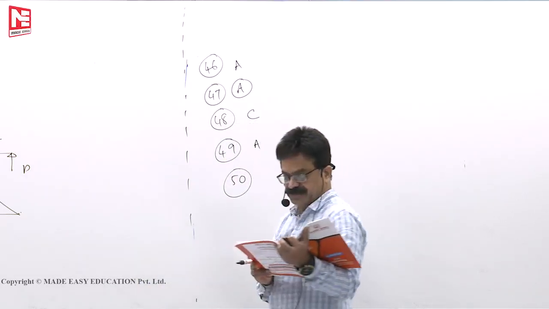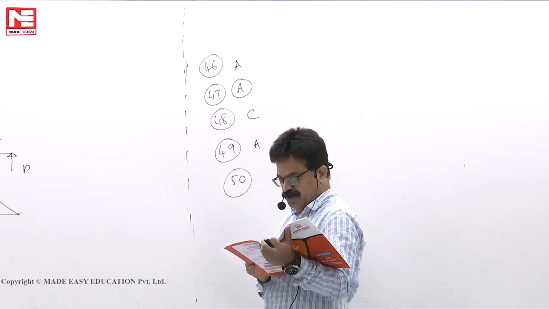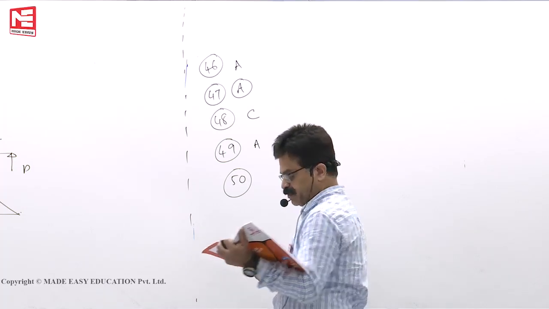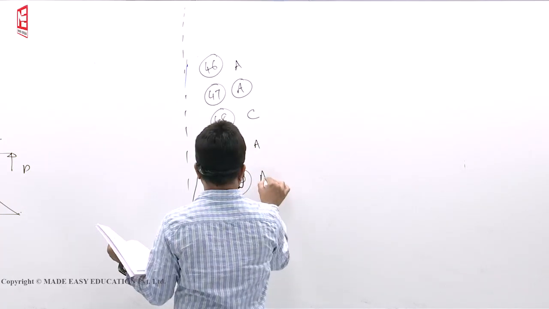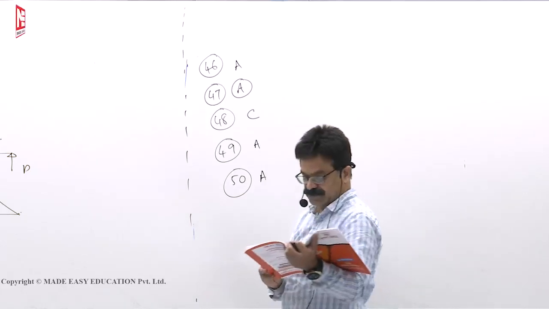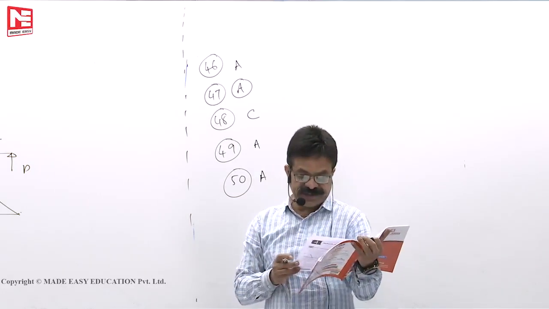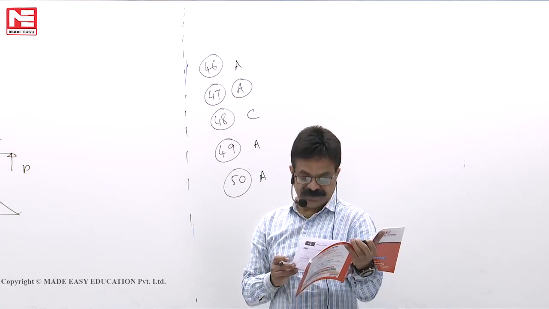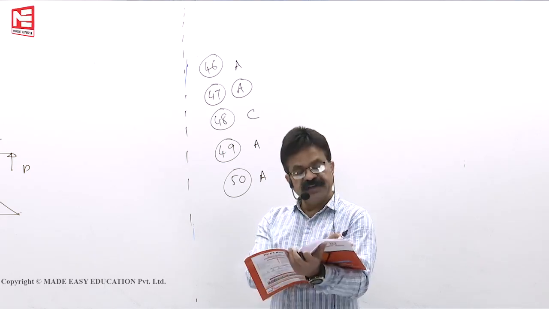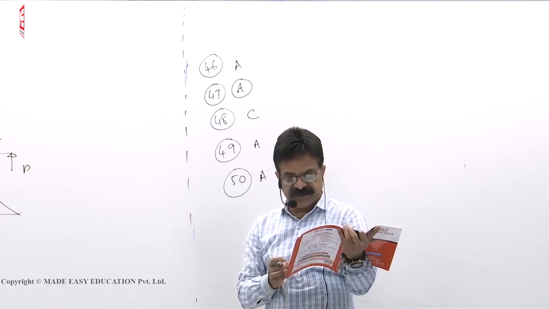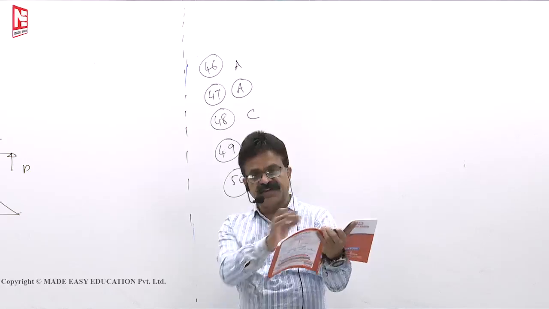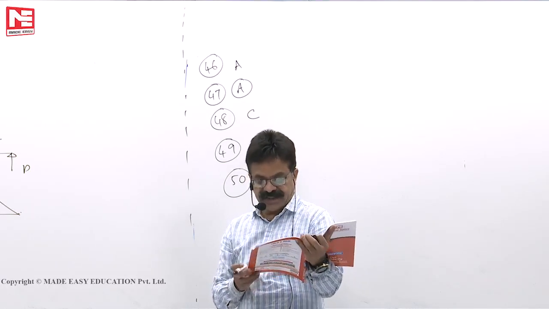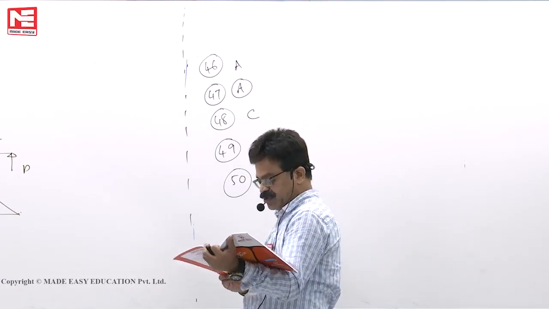Then 50. Any arch cannot be built. This is also a repeated one, so A is the option. Numerical data type questions. Segmental arch. This is nothing; we have already solved an earlier problem. The same thing here also. Instead of one load, two loads are there.